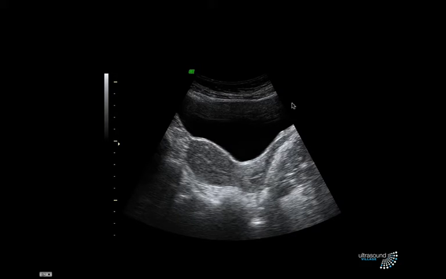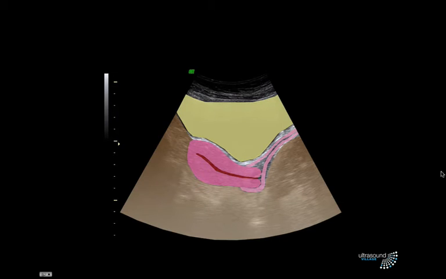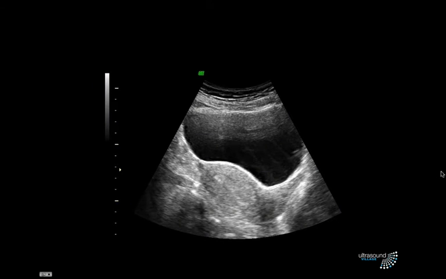This is the longitudinal approach. Here's the anterior abdominal wall and the skin up here, looking deep into the pelvis down here. There we have it. And again, another patient, this time the uterus here, vagina here, bladder here.